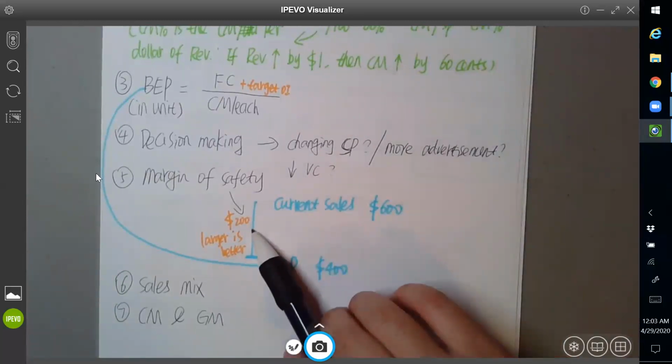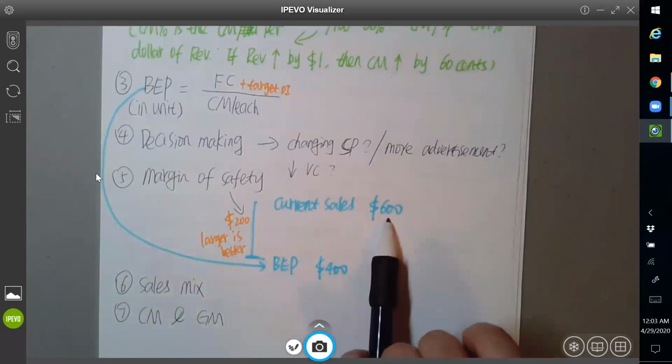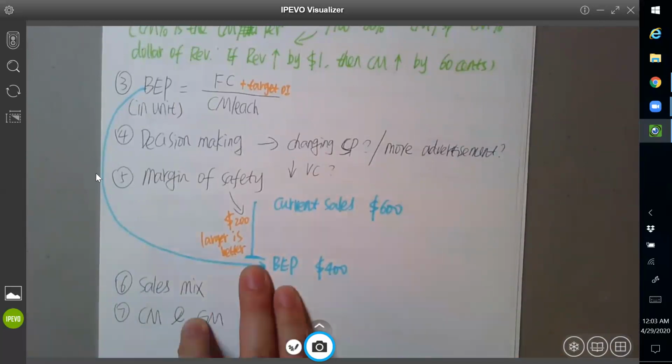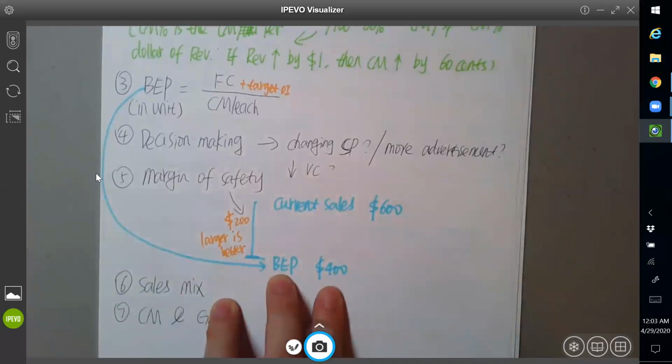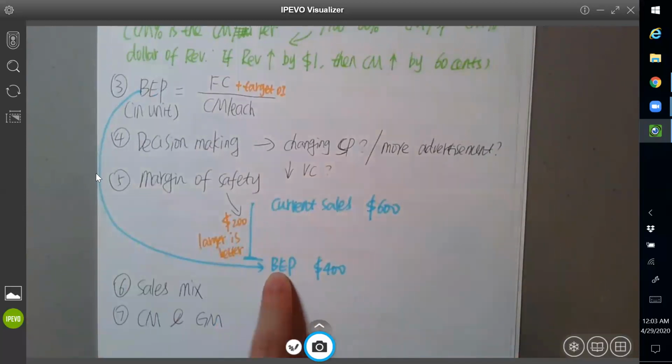So managers don't want to have a negative income. I put this situation: your current sale is $600 and the break-even point is $400. Your margin is $200. You want the margin to be large. Larger margin means you are safer. So let's say a multiple choice, which statement is correct. Smaller margin means you are safer. That's wrong. That's how you apply it to the multiple choice. The main thing is still calculate the break-even point.